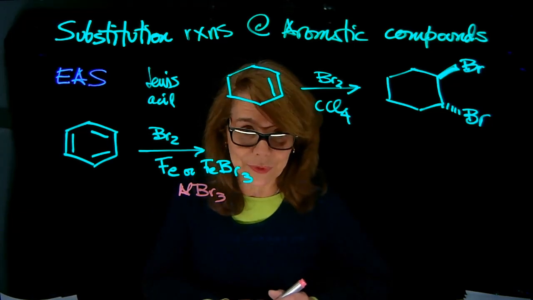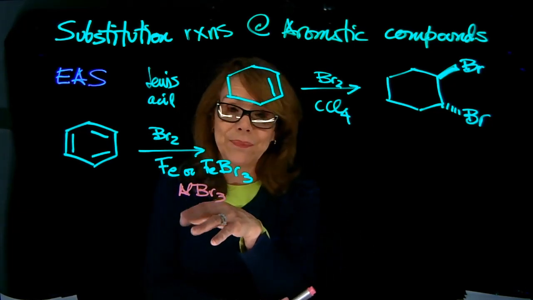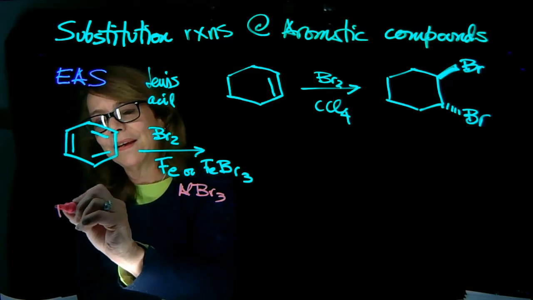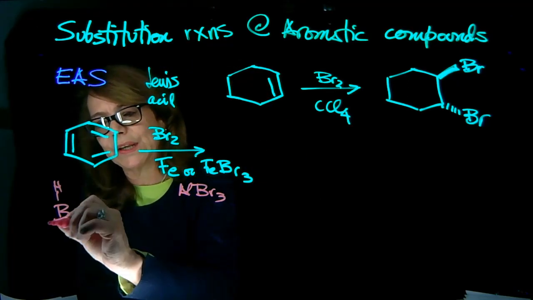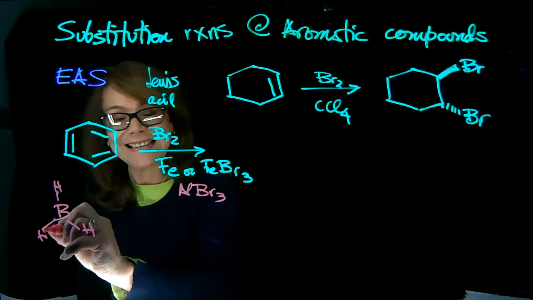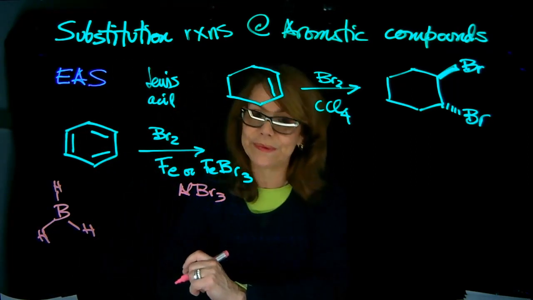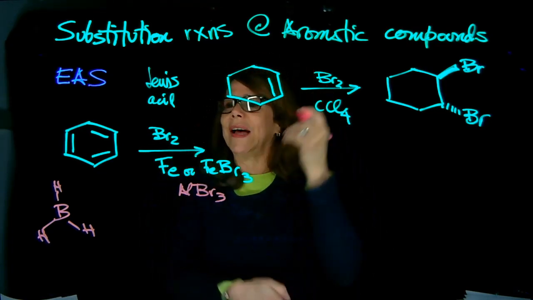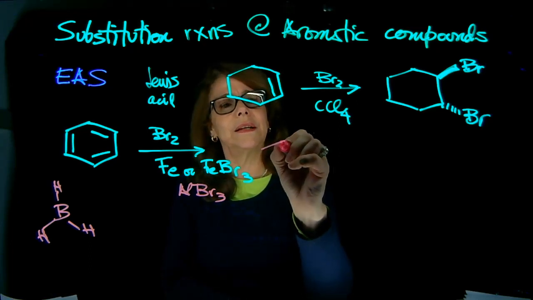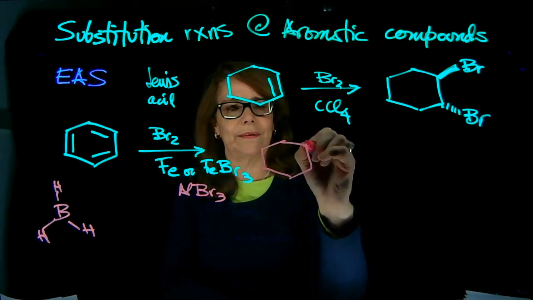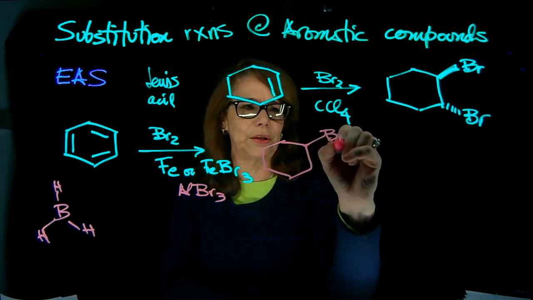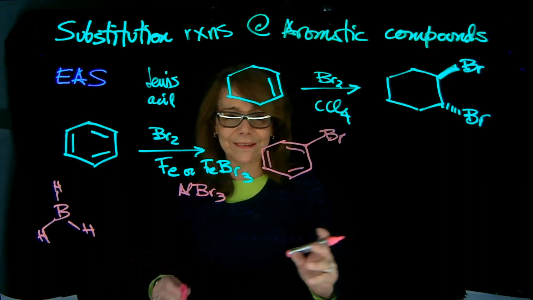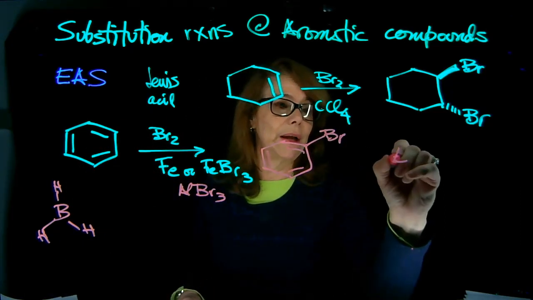What is a Lewis acid? Remember, these are species that are electron deficient. For example, if you don't remember, borane, BH3 here, the octet is incomplete. That is an example of a Lewis acid. So you generate the electrophile doing that, and then the substitution takes place, as I explained in another video, and now you form bromobenzene.